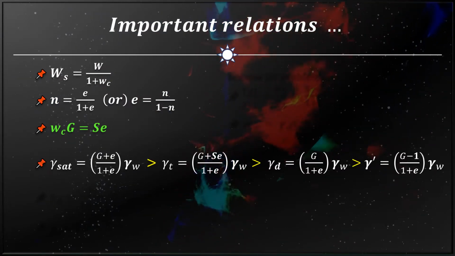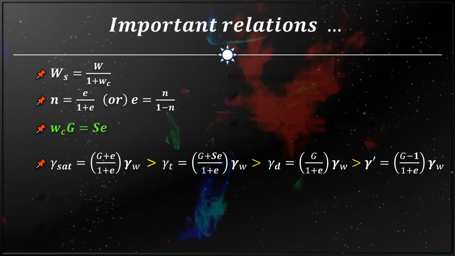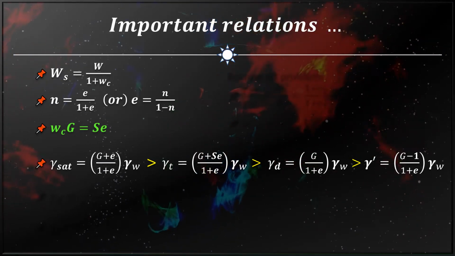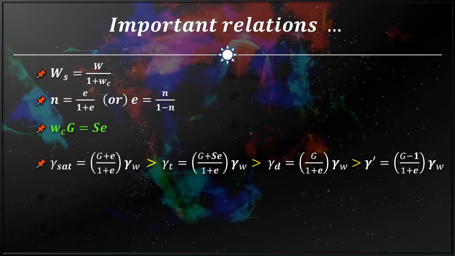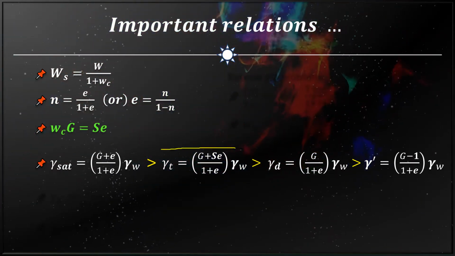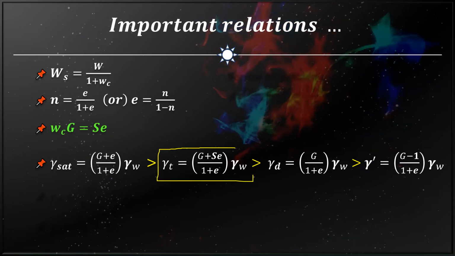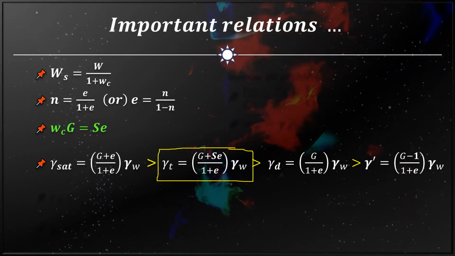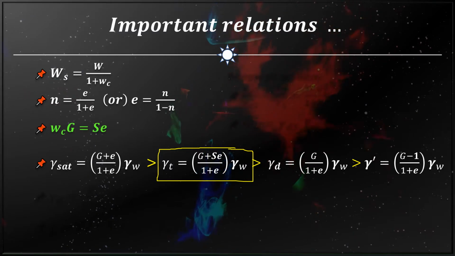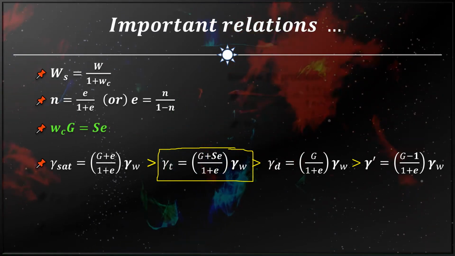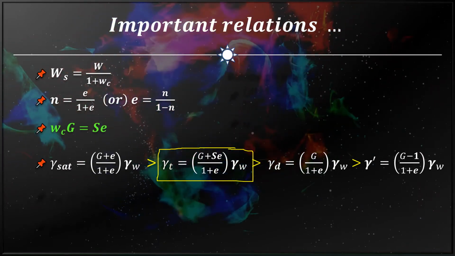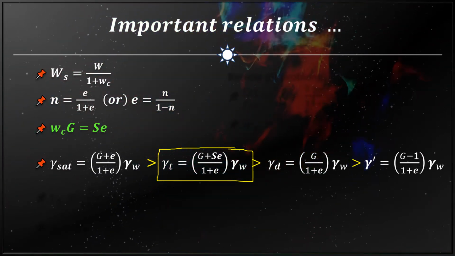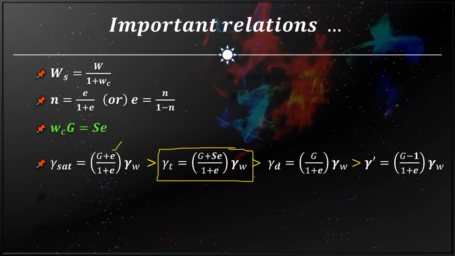And these are some relations regarding densities, or we can say unit weights. So gamma sat is equal to (G plus e) divided by (1 plus e) times gamma W. Actually, the base equation is this one. This is the base equation, or we can say the bulk unit weight equation. So bulk unit weight is given by (G plus Se) by (1 plus e) gamma W, and in case of full saturation S is 1, so that's why here G plus 1 into e, so that's why (G plus Se) by (1 plus e) into gamma W.